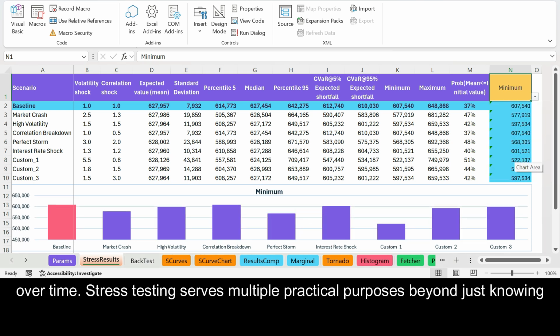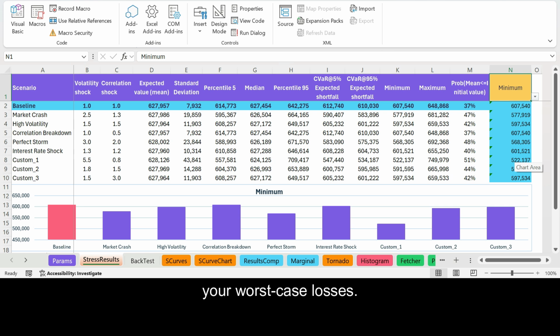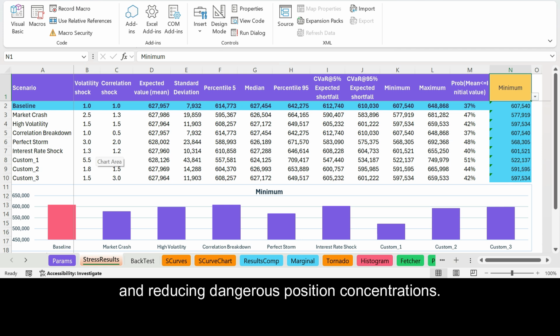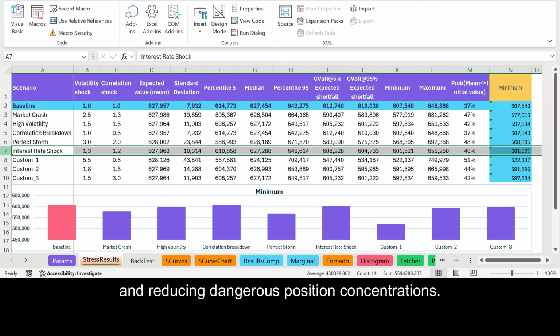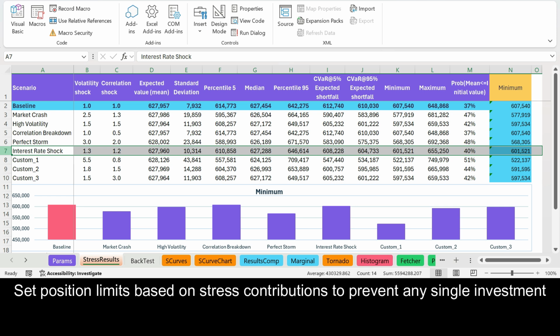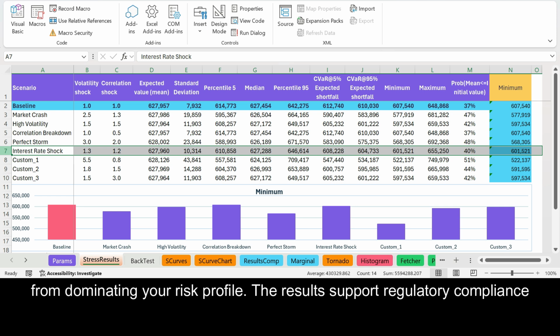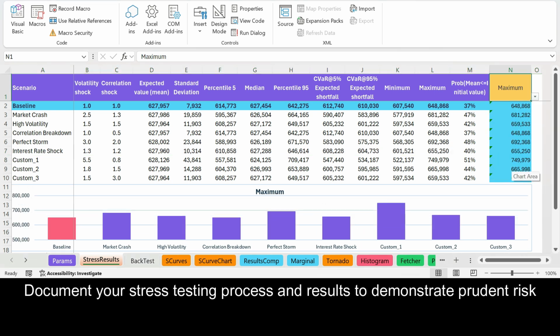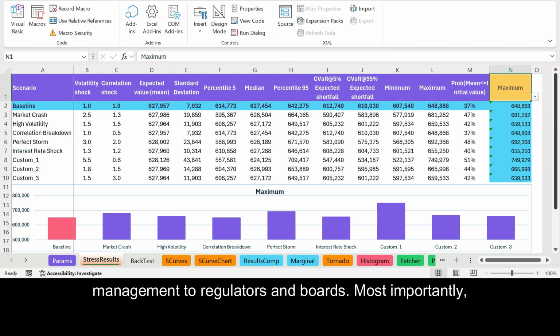Stress testing serves multiple practical purposes beyond just knowing your worst-case losses. Use the results for immediate risk management by identifying and reducing dangerous position concentrations. Set position limits based on stress contributions to prevent any single investment from dominating your risk profile. The results support regulatory compliance requirements for many institutional investors. Document your stress testing process and results to demonstrate prudent risk management to regulators and boards.